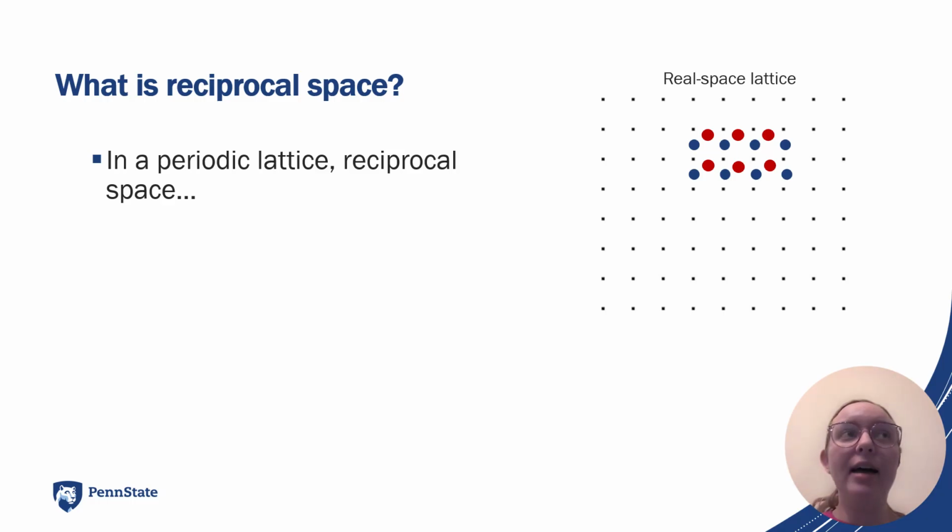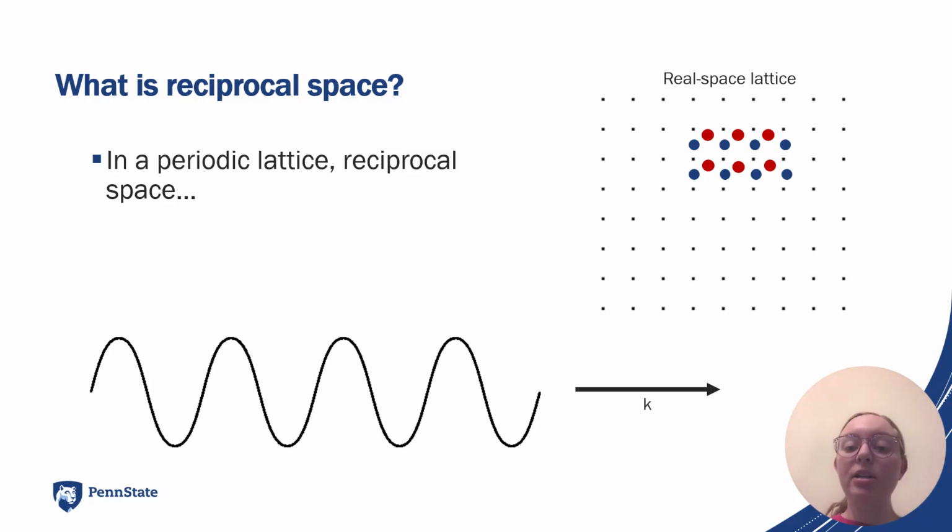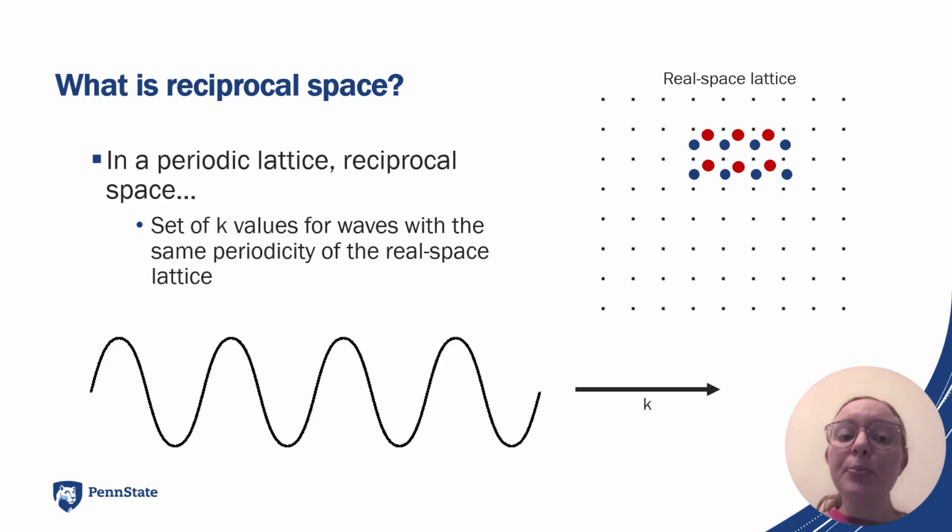It's important to note that within the material there are electrons and other types of particles that can be seen as waves. An important feature of waves is the wave vector, which describes the direction in which the wave is traveling. Here's where reciprocal space comes in, because reciprocal space is a way to describe these waves. Reciprocal space is defined as the set of k values for which the wave has the same periodicity as the real space lattice.